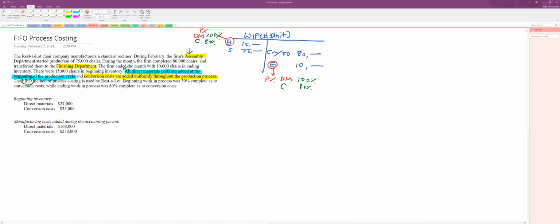Okay, so we are going to use the FIFO. Before discussing the computation part, how does the FIFO differ from the weighted average method? Anybody? There are many things you can point out, but you can tell anything in your mind about the difference between the FIFO method and the weighted average method. Anybody?